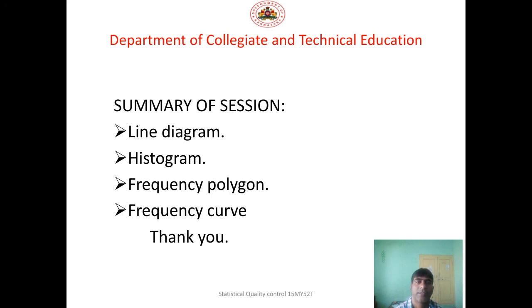Next, frequency polygon. Here we are marking the points at the midpoints, and the height will be the frequency of that class. After marking all the points, we are joining the points with straight lines, and that is the frequency polygon. Next one is the frequency curve. It is the same as the frequency polygon, the only difference is that we are joining the points with a smooth curve. So with this we come to the end of the third session of the second unit.